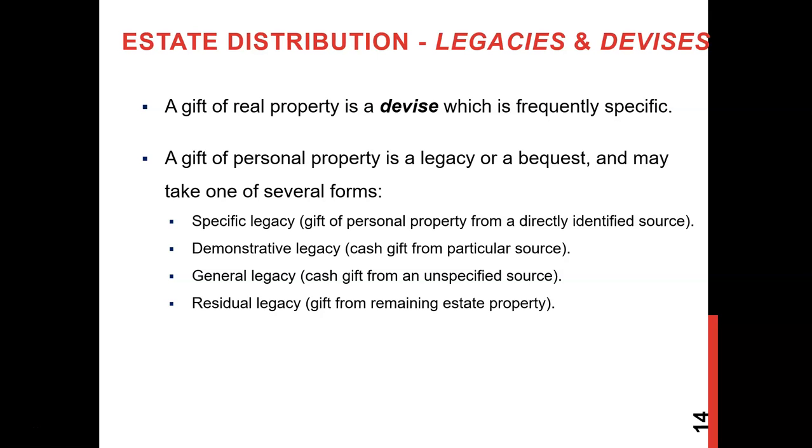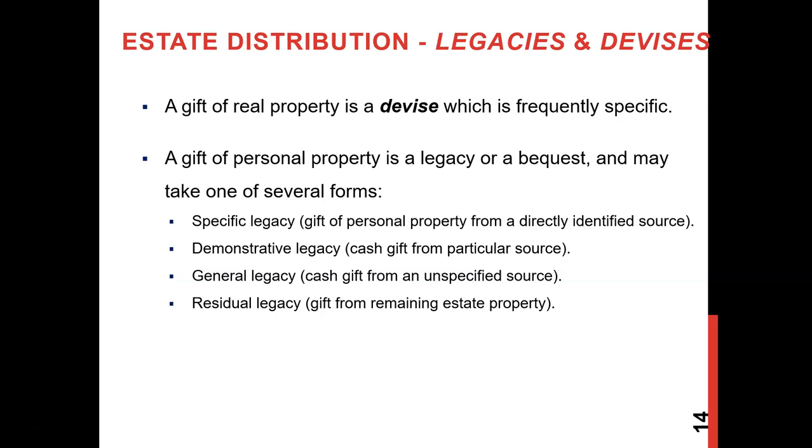For example, a person could write in his will that I leave all my automobile collection or all my jewelry collection to my daughter. On the other hand, another type of legacy is a demonstrative legacy. Demonstrative legacy is a cash gift, and in this type of legacy, the source of the cash is specifically identified. For example, a person could write in the will that I leave $10,000 from my savings account in Bank of America to my son.